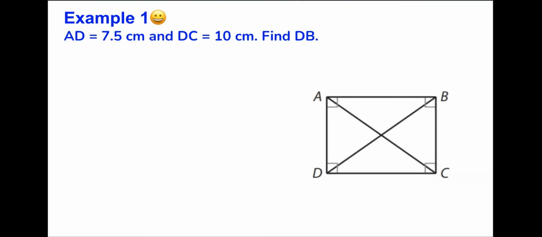So here we have AD. AD is right here. This side measures 7.5 centimeters. We're also given DC. Let me bring out DC. It's right here, in blue. DC is right below here. This one measures 10 centimeters, and we're trying to find DB. DB is this diagonal.